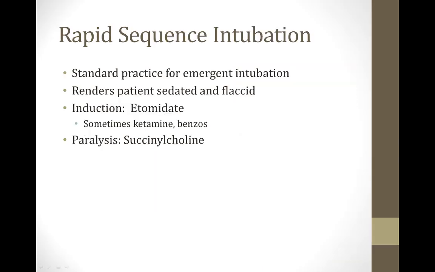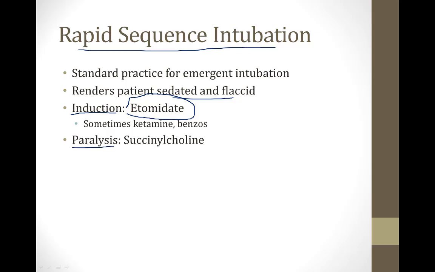Okay, the last thing I want to tell you about is something called rapid sequence intubation. So if you're ever in the hospital and they call a code blue for a patient in respiratory distress, an anesthesiologist will come and do something called rapid sequence intubation. And what they want to do is make the patient sedated and flaccid as quickly as possible so that they can put a breathing tube in. And the classic way you do this is to first give an agent that induces anesthesia, and that is usually etomidate. Sometimes it's ketamine or benzodiazepines, but it's usually etomidate.